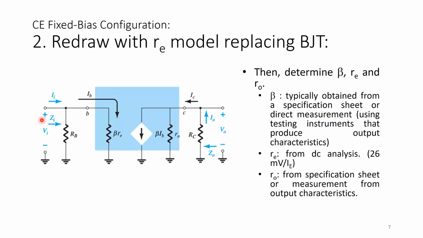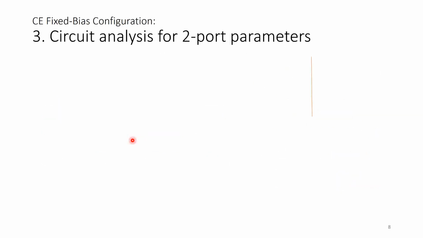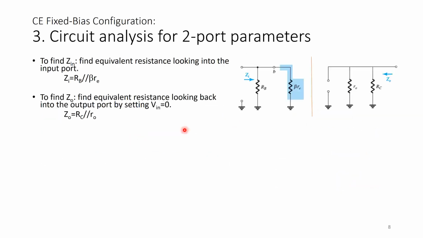Okay, if we set V in equals to 0, it means that if I do Ohm's law here at beta RE, beta RE cannot be 0 because beta has a value, RE also has a value, which means IB, the small signal current IB, is going to be 0, which means this beta IB at the output section of this dependent current source is also going to be 0. Okay, and if that happens, it means that if I look back into the output port to find Z out, I will find R out to be parallel with RC.